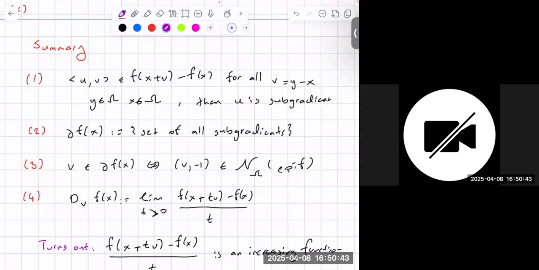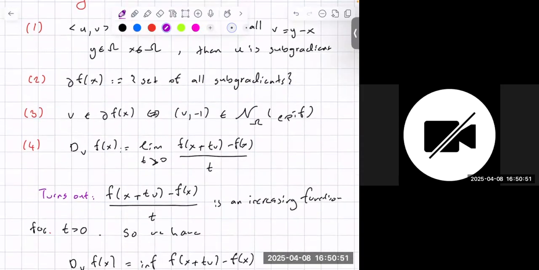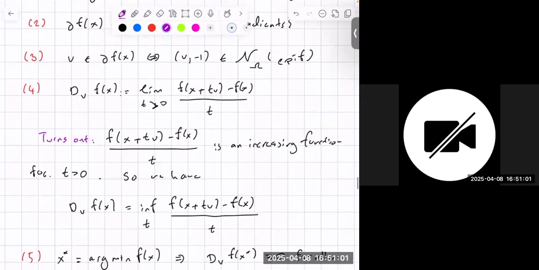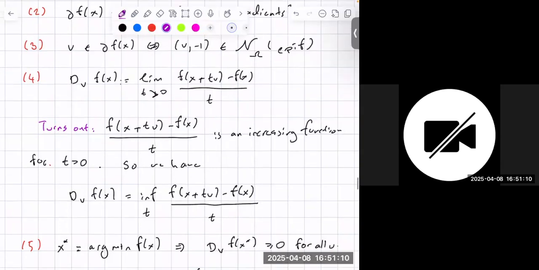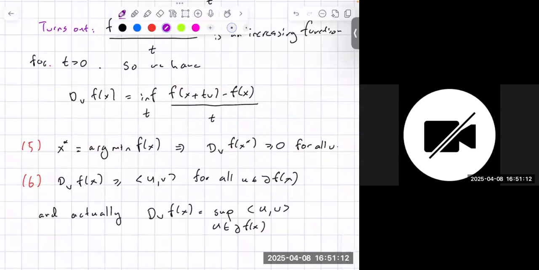And then we defined directional derivatives, taking the limit only from one side. It turns out this function, even though it looks complicated, apparently behaves nicely when your function f is convex. It's literally an increasing function. So this gives us another way of looking at the directional derivative. It's literally the infima over all these temporal differences. And the directional derivative kind of delivers its promise in the sense that it gives me a criterion to check optimality. If I am at a local min, then the directional derivative has got to be non-negative.